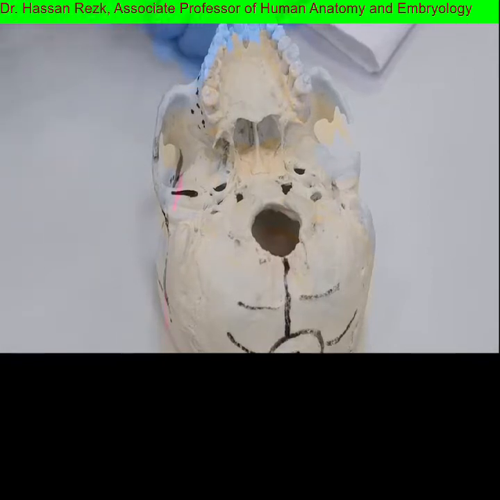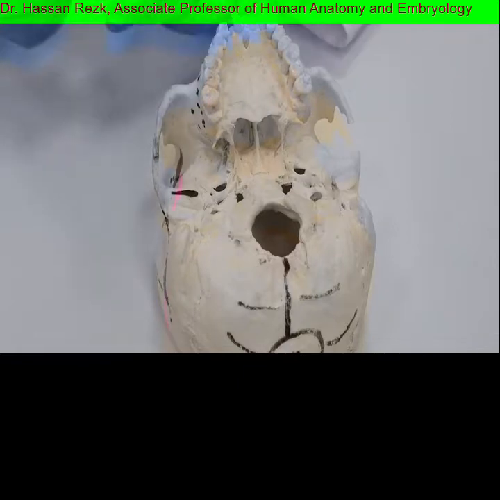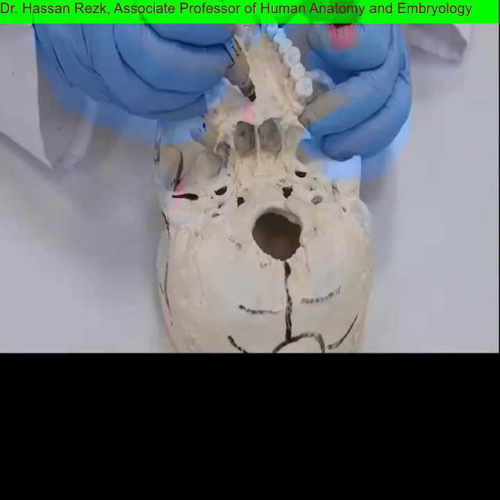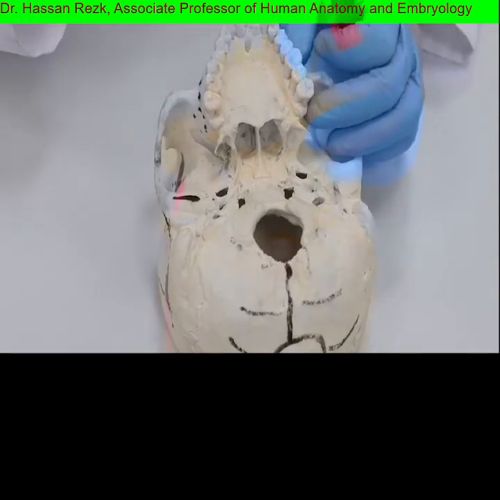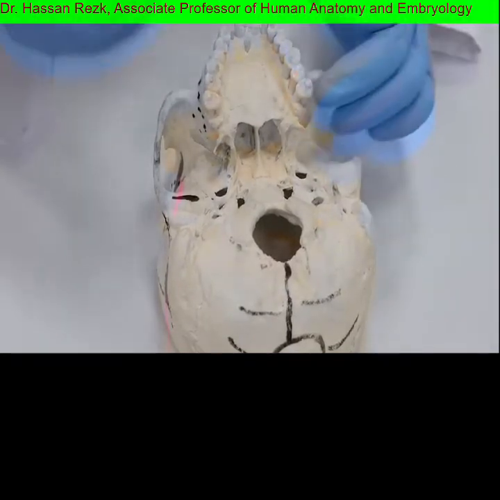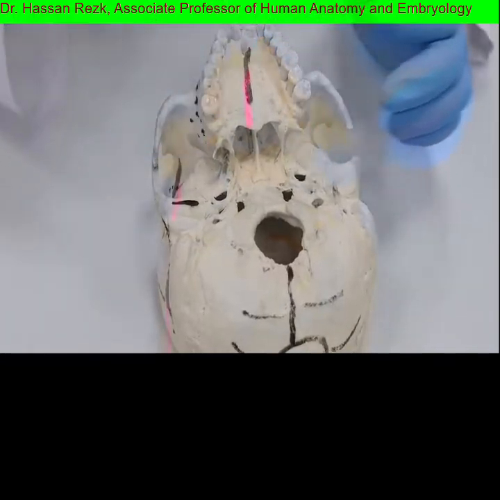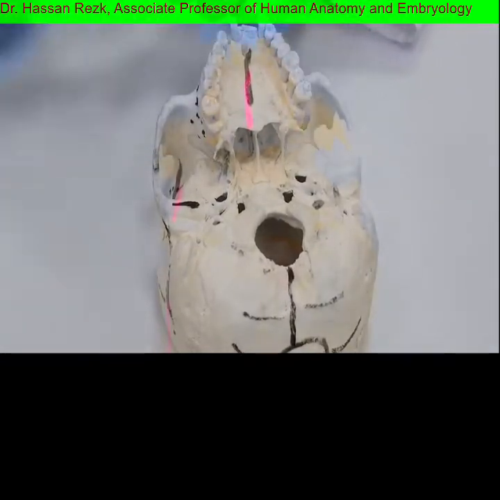The anterior region is actually the anatomy of the bony palate. So the bony palate is formed of four bones. These four bones are separated from each other by cruciate suture. So this suture is known as the intermaxillary suture.